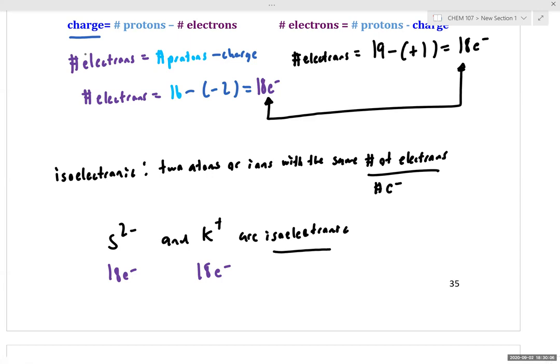Does that say at the end two atoms or ions with the same number of electrons over number of electrons? Not divided. I was just showing the symbol as number of e-. So it's not an equation, I'll try to space it out like that. Does that make sense? Yes. Perfect. Any other questions before we move on?